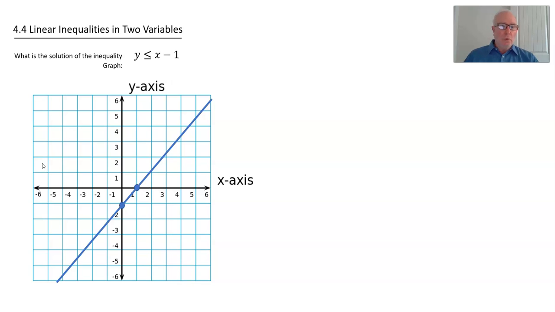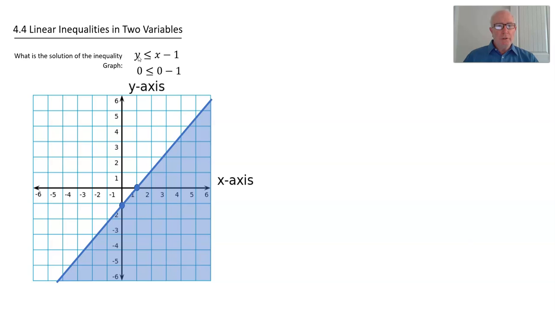Now, we want to know where to shade. So do we shade above or below? The easiest point to check is 0, 0. If I plug in a 0 for y and a 0 for x, I get 0 is less than 0 minus 1. So 0 is less than -1. And that's not true. So 0, 0 can't be in our solution region. So the solution is all of the points below that line. So that's where we shade.